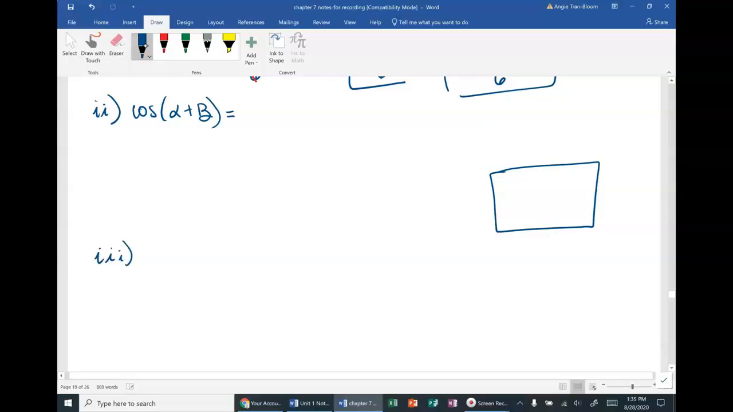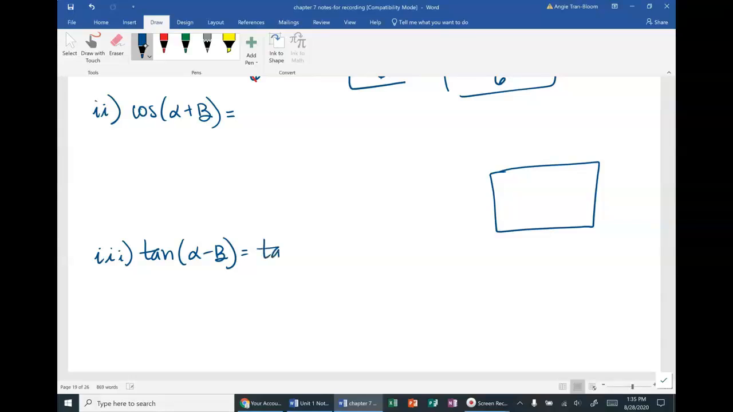We have one last one on this example. It was tangent of alpha minus beta. Just like before, why don't you take a minute and write down the identity for tangent of alpha minus beta. Feel free to hit pause, please. Okay, now that you have written it down, let's compare to see if we match. Okay, hopefully we're matching up.